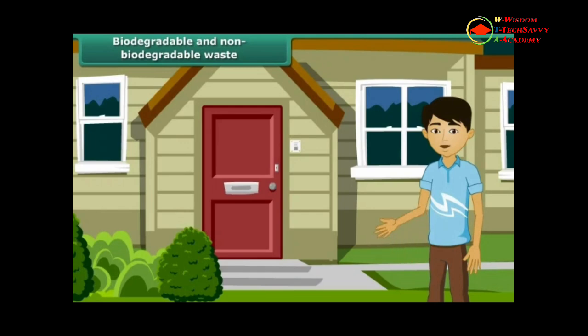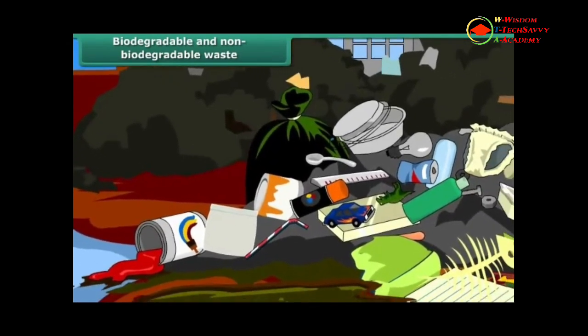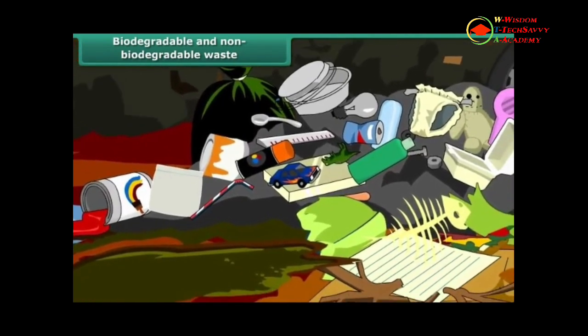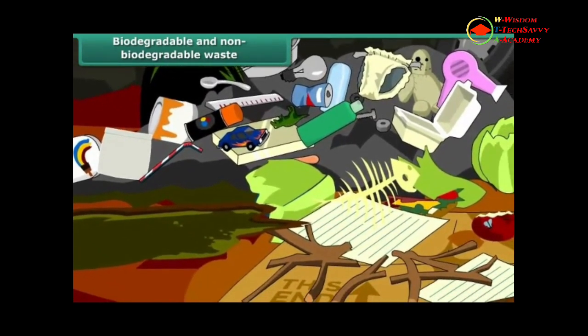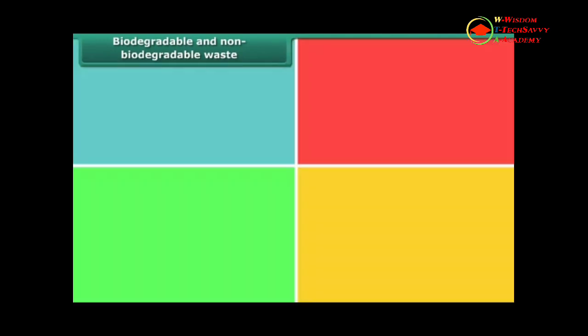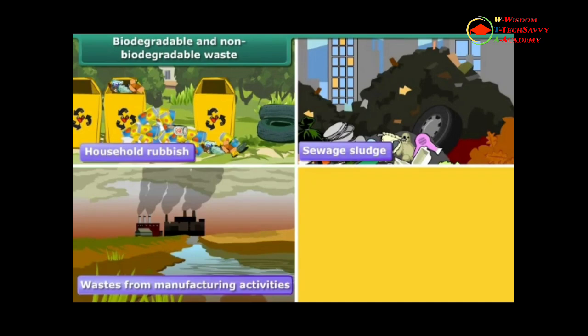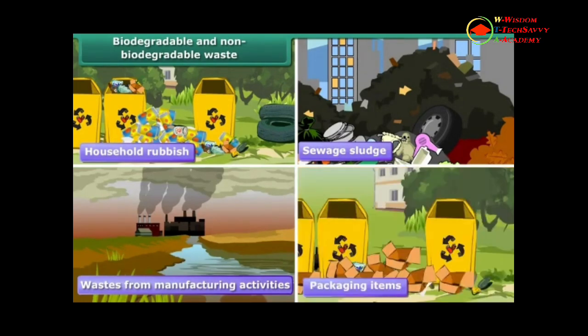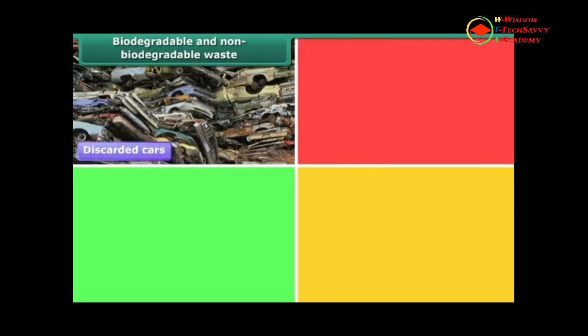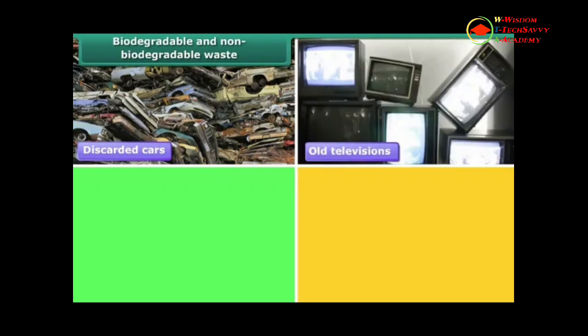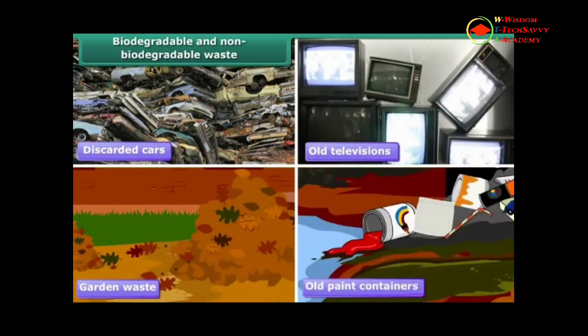Our daily activities give rise to a large variety of wastes arising from different sources. Garbage or waste is such items which are unwanted materials. Many items can be considered as garbage, for example, household rubbish, sewage sludge, wastes from manufacturing activities, packaging items, discarded cars, old televisions, garden waste, old paint containers, etc.